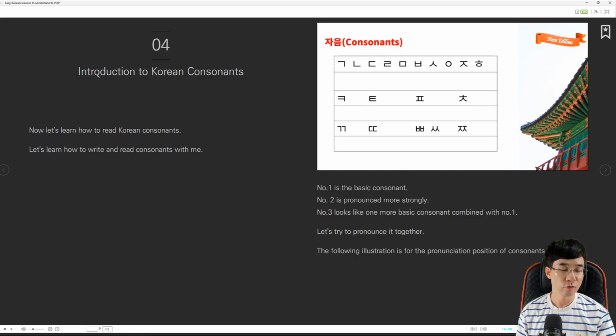Lesson 4: Introduction to Korean Consonants. Now let's learn how to read Korean consonants. Let's learn how to write and read consonants with me.